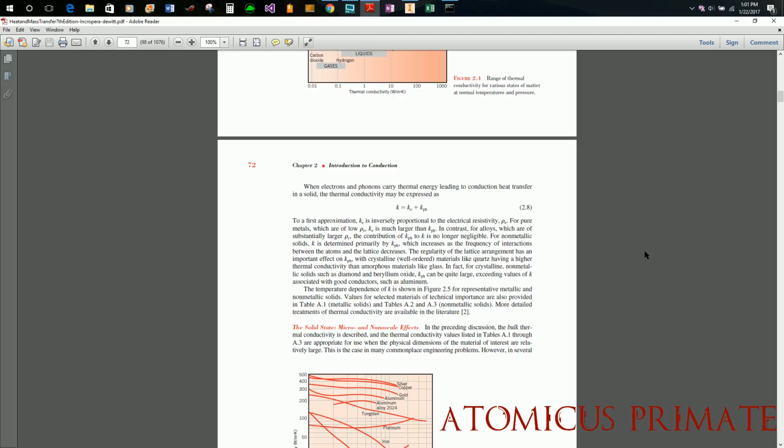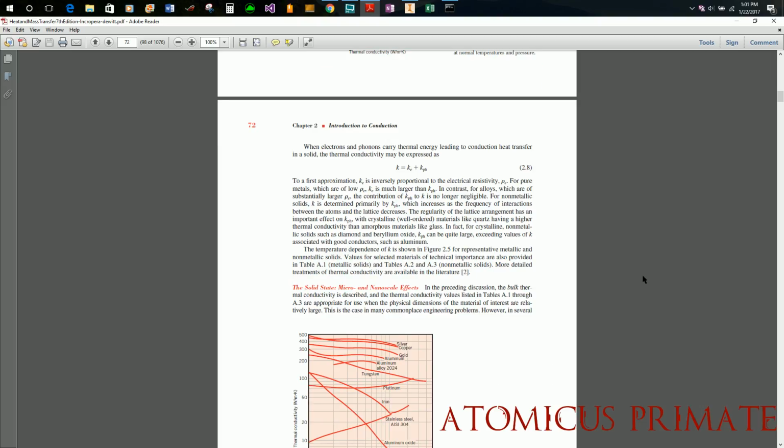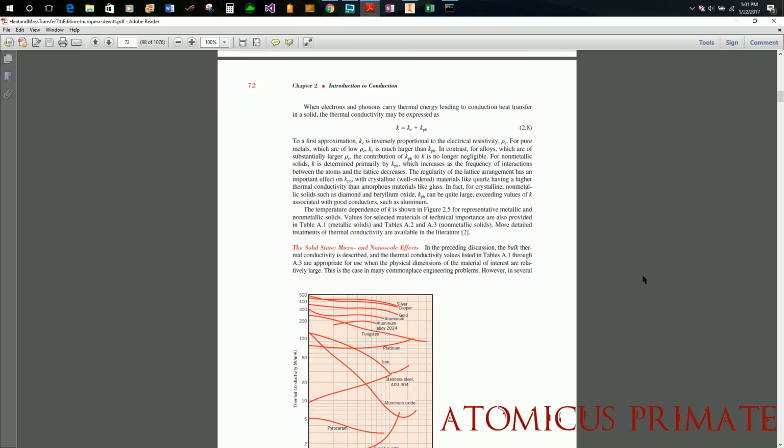The temperature dependence of K is shown in figure 2.5 for representative metallic and nonmetallic solids. Values for selected materials of technical importance are also provided in Table A.1, metallic solids, and Tables A.2 and A.3, nonmetallic solids. More detailed treatments of thermal conductivity are available in the literature.